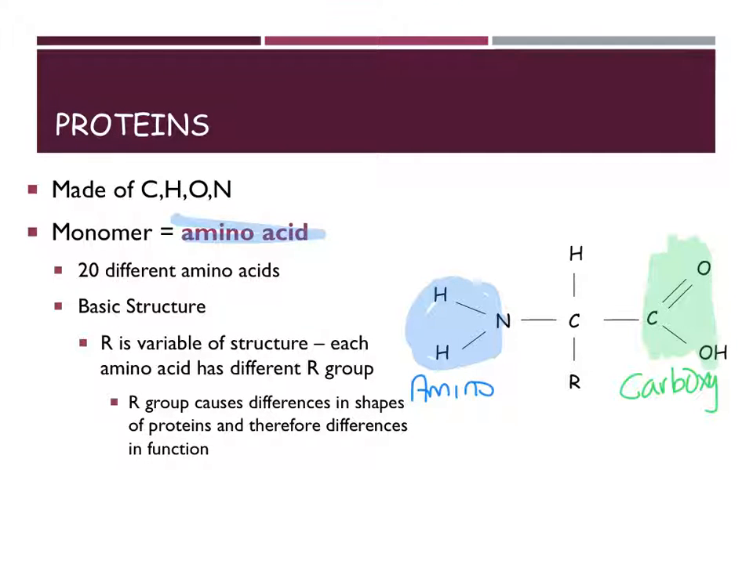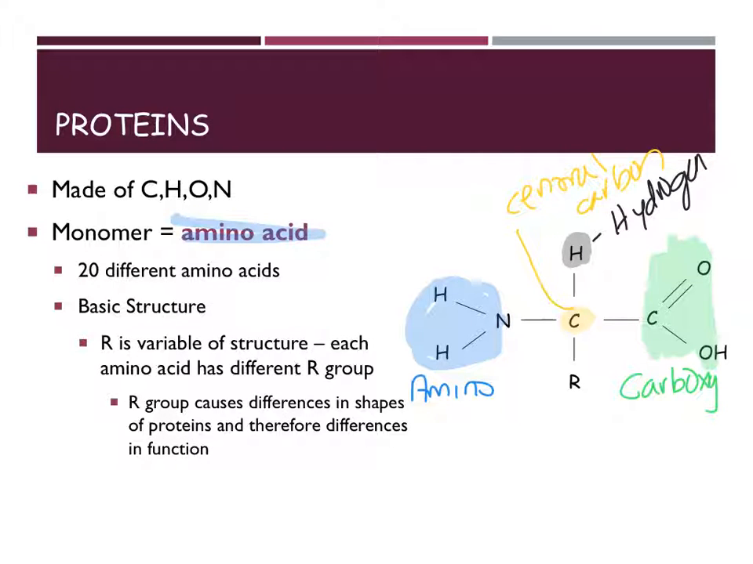Your amino group and your carboxyl group rotate around a central carbon. So this is your central carbon. All amino acids will have a hydrogen atom attached to your central carbon. So the hydrogen atom is just a hydrogen. That's it. Nothing else.